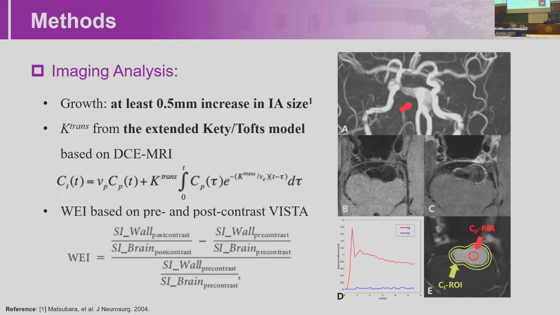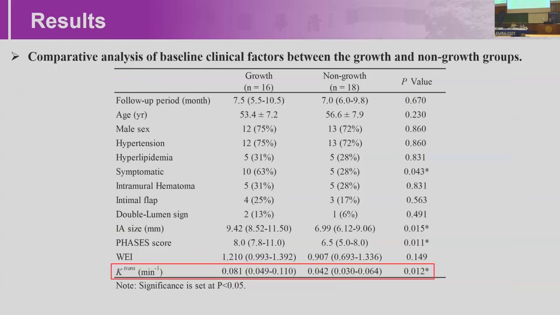The Ktrans was derived from the extended Patlak model based on DCE MRI. To assess the degree of enhancement, we introduced the Wall Enhancement Index, WEI. All the clinical and imaging characteristics were compared between the growth group and the non-growth group using independent sample t-test.